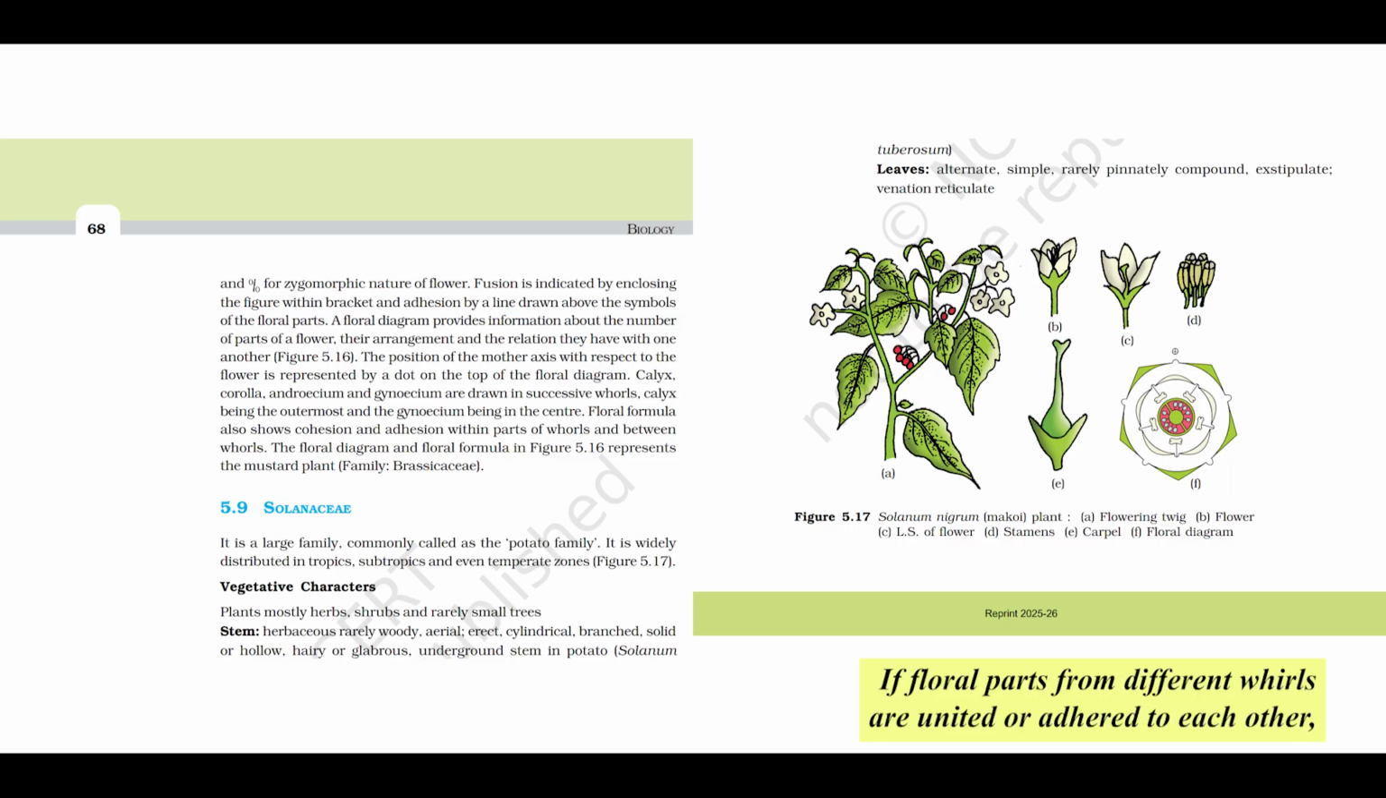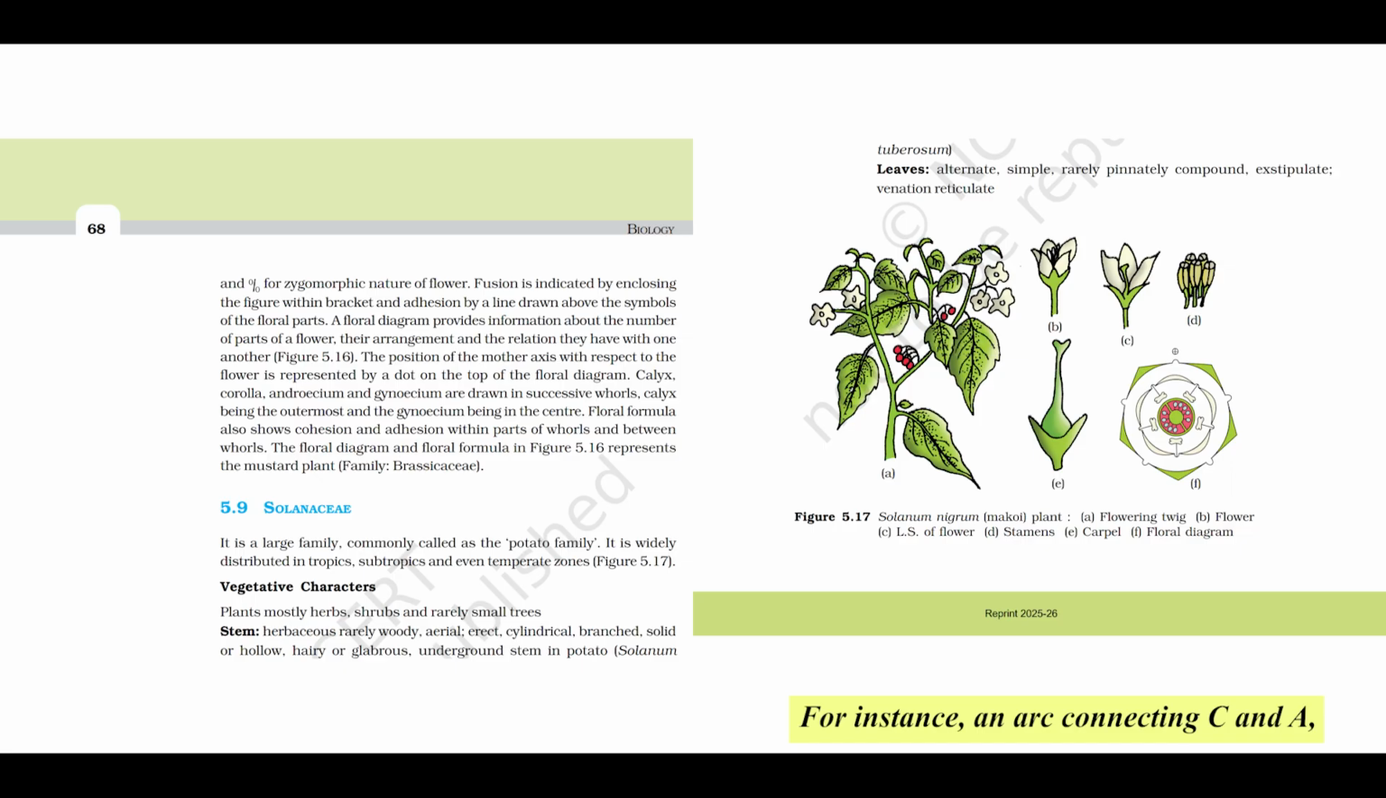Adhesion. If floral parts from different whorls are united or adhered to each other, like stamens attached to petals, epipetalous, this is indicated by drawing a curved line or arc above the symbols of the floral parts involved. For instance, an arc connecting C and A, often written above them, indicates epipetalous stamens.